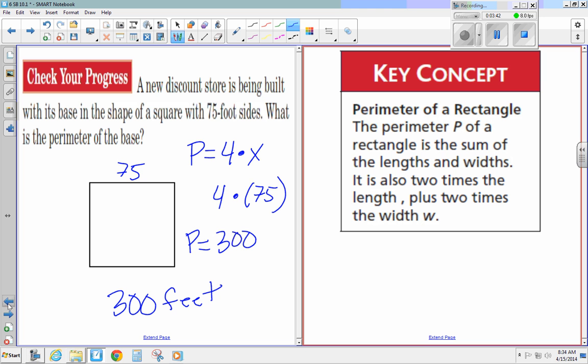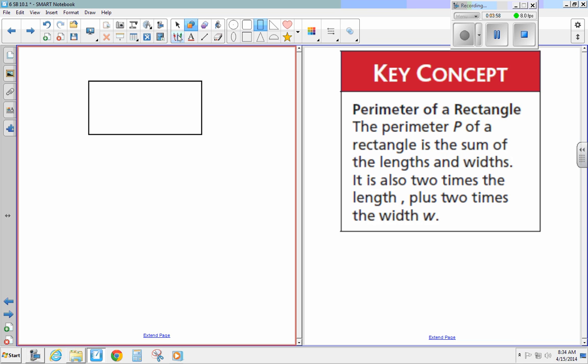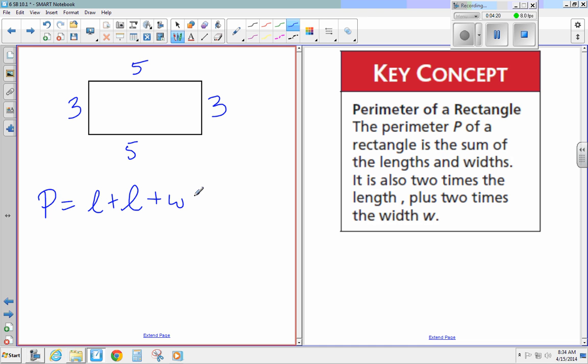All right, now it changes slightly for the perimeter of a rectangle. The perimeter of a rectangle is the sum of the lengths and widths. So let's make a rectangle here. By definition of a rectangle, if this is 3, that means this is 3. If this is 5, then this is 5. And so the perimeter is equal to the sum of the lengths and the widths. So length plus width plus length plus width.